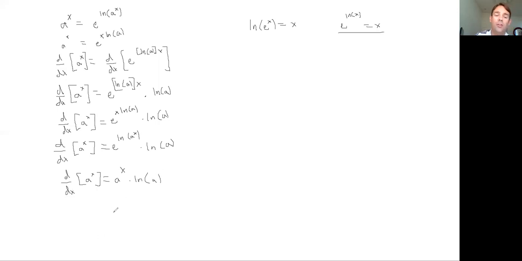And if we wanted to take it even a little bit further, just like we've dealt with before, we could say that the derivative of a to the f of x would be the same thing as a to the f of x times the derivative of the exponent, times the natural log of a.